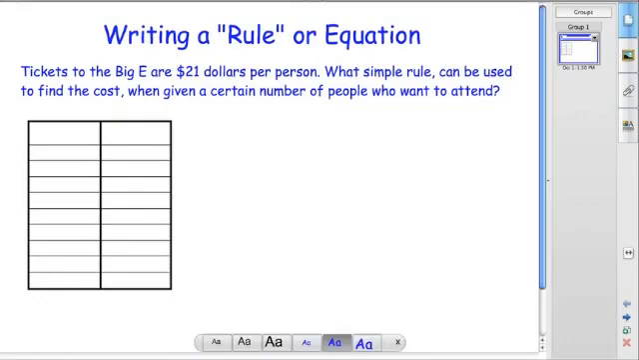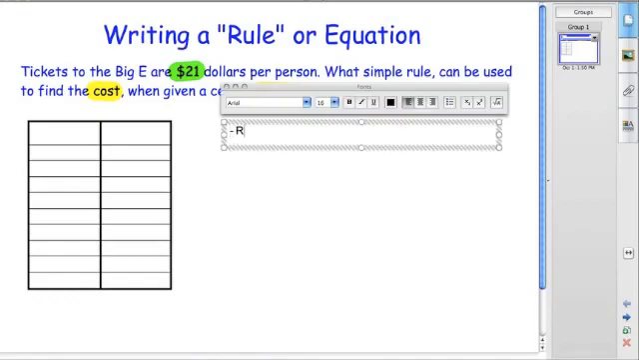when given a certain number of people who want to attend? Now, the first thing we want to figure out is where are our variables? Our variables in this statement are obviously the cost and the number of people who want to attend. The second thing that's important to us is this $21 per person. That's kind of the set price, and that's something that we can use to elaborate on our rule. A rule is usually equivalent to an equation. When they refer to something as writing a rule, they're asking you to write an equation.